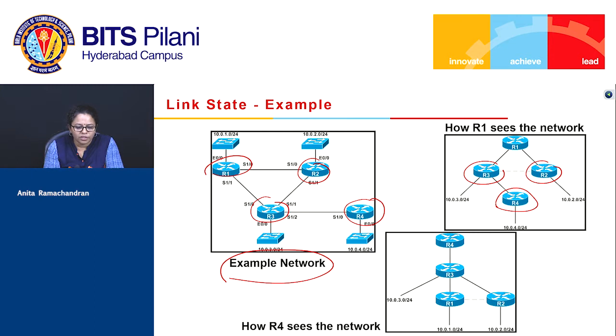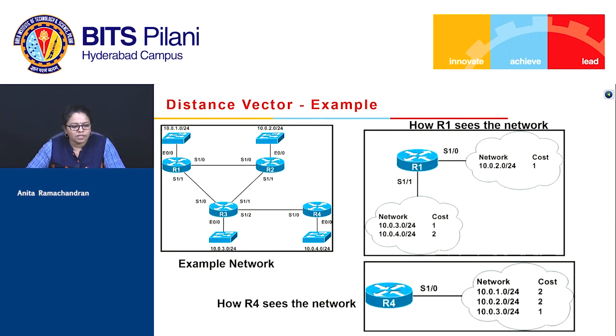And R4 in return also knows the presence of R3, R1 and R2 and the kind of networks it connects to, because in the link state algorithm, it is the global view of the network, from each router's perspective, that is exchanged between the neighbors. Now, in the case of distance vector, there is no global view of the network. It has information only about its directly connected neighbors and the networks that we can reach from those neighbors.